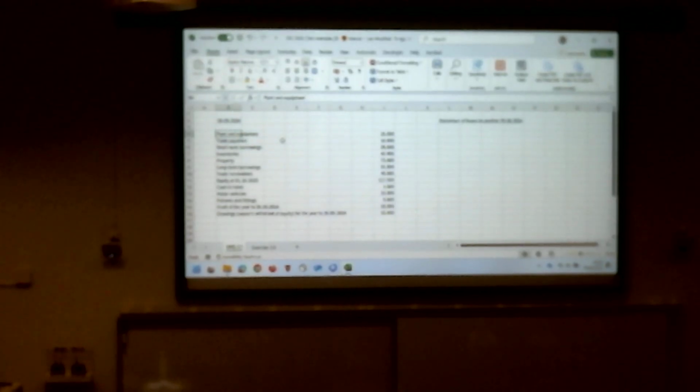Pardon? Non-current assets? Equipment? Where's equipment? Plant and equipment. No, why should this not be in the balance sheet?